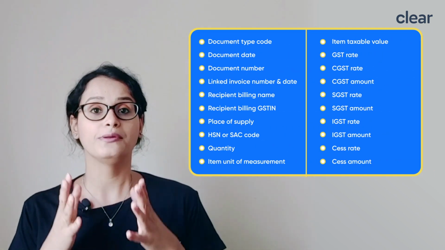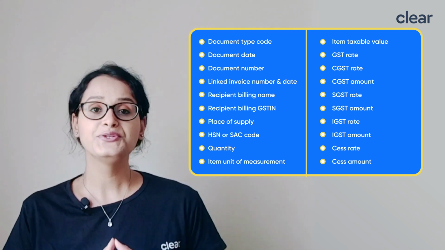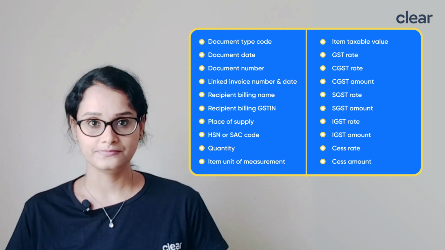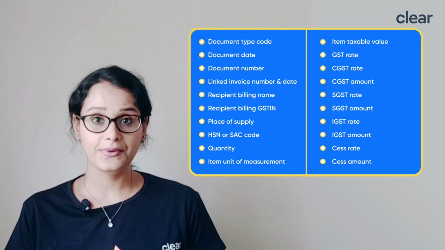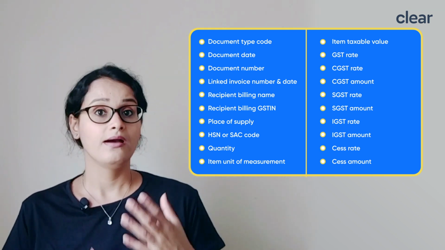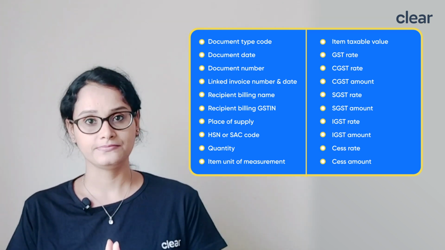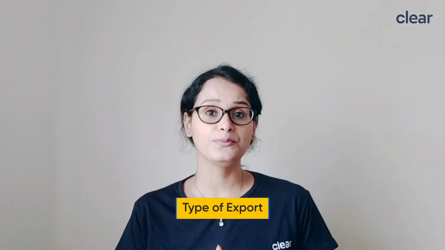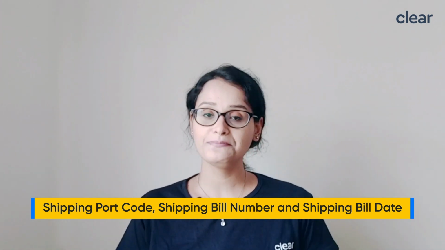Here's a checklist of the mandatory fields of an invoice or credit or debit note or CDN to be reported in GSTR-1: document type code, date, number, invoice number, then recipient billing name, then billing GSTIN, place of supply, value and rates. In case of exports, note that the type of export needs to be mentioned in the invoice. Also, the additional details must be mentioned such as shipping port code, shipping bill number, and shipping bill date.